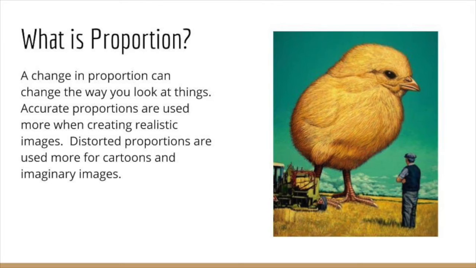Accurate proportions are used more when creating realistic images. Distorted proportions, like the one here on the right, are used for more cartoons and imaginary images. So if you think about it, a chick wouldn't really be that big. That is a disproportion. That means that they drew it way out of proportion compared to the man and the rest of the farm. And that is an imaginary image. And a lot of artists use this to help tell stories.